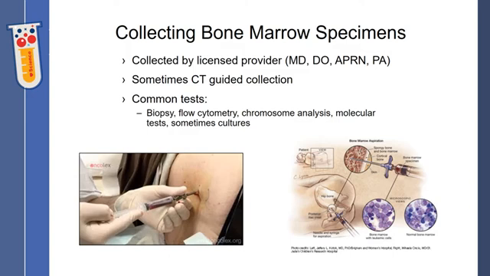Bone marrow specimens are collected again by licensed providers. Sometimes these are collected guided by CAT scan, so CT guided collection. As you can see in the image on the left, this is not what I would call a comfortable or painless procedure. So again, just like spinal fluid or any of those other fluids that are difficult to collect, you just want to treat those specimens very carefully. Tests that are commonly ordered on bone marrow specimens include biopsy. They do chromosome analysis on these, flow cytometry, molecular tests, and then sometimes they will send these for culture.